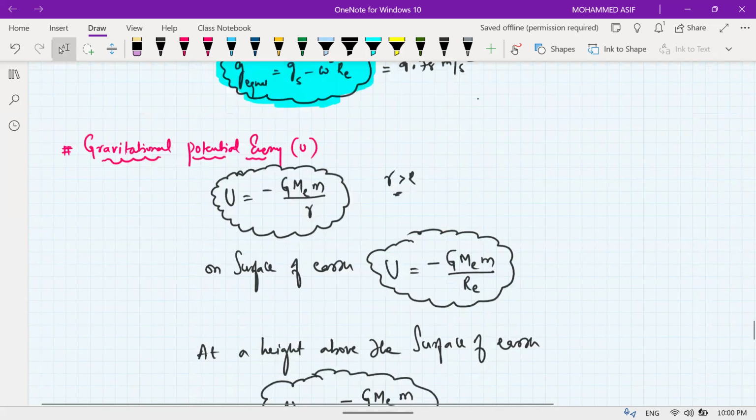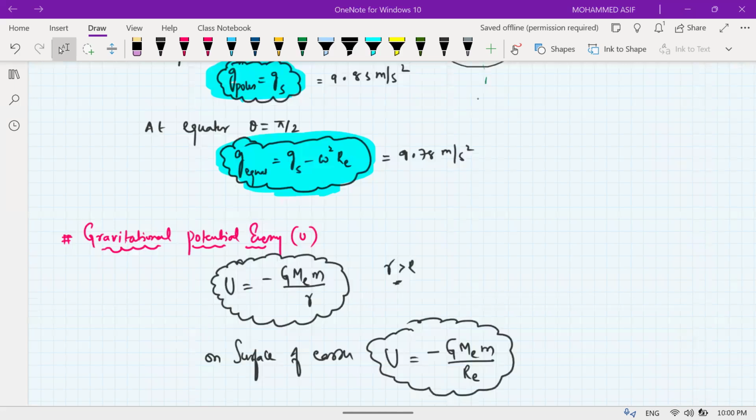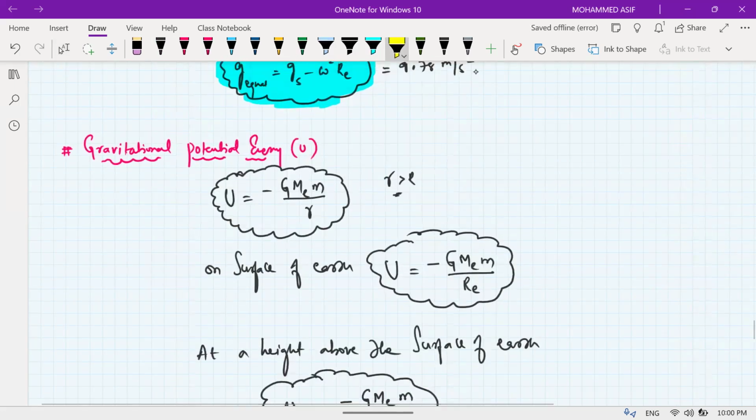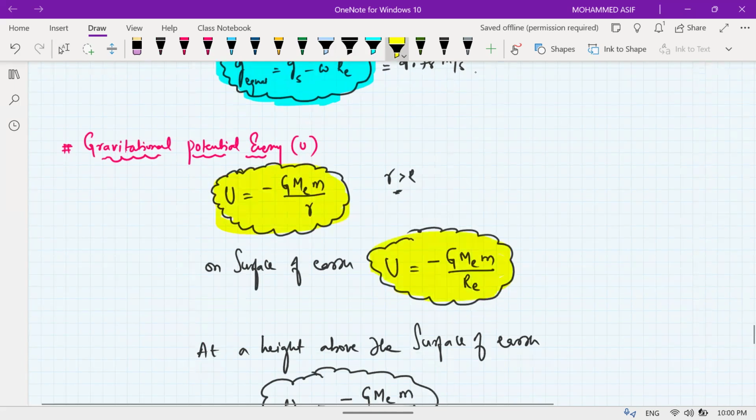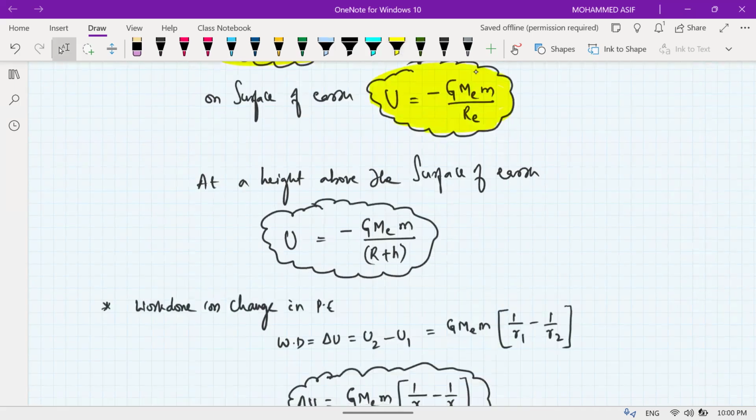Once again, the gravitational potential energy formula: U is equal to minus capital G m1 m2 divided by R. On the surface of the earth, it is minus capital G m1 m2 divided by radius of earth, where m1 is the mass of the earth and m2 is the mass of the object. And at a certain height, U is equal to minus capital G, mass of earth into small m, divided by R plus h.